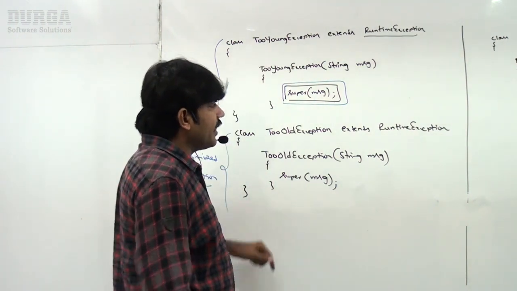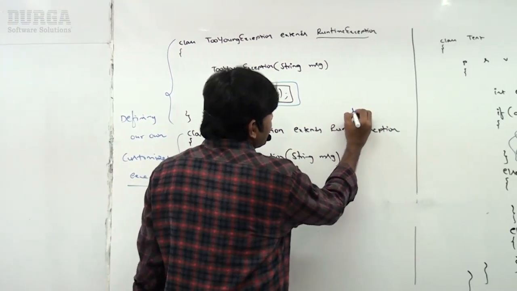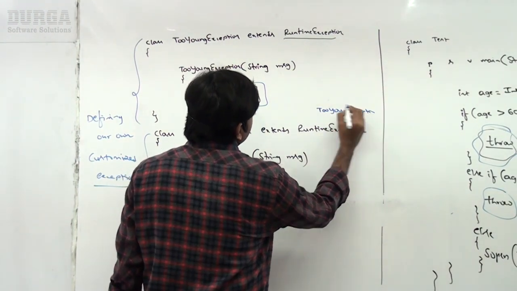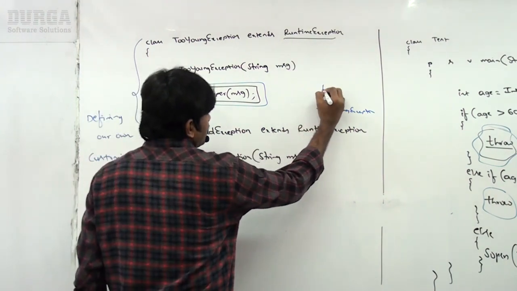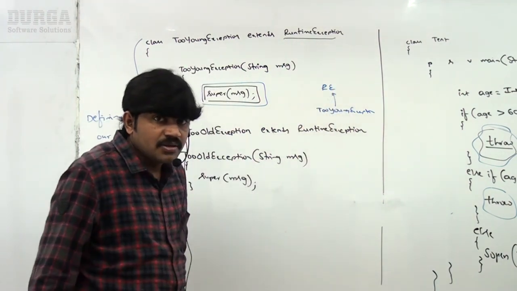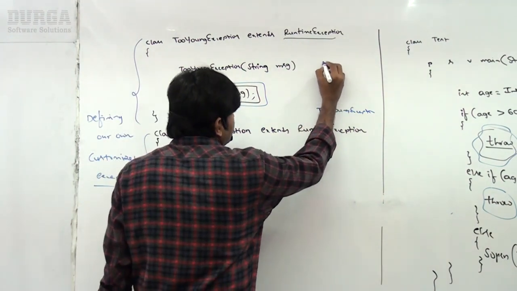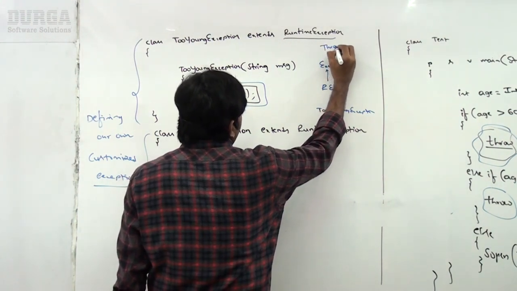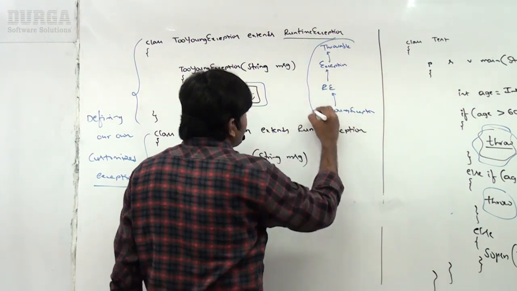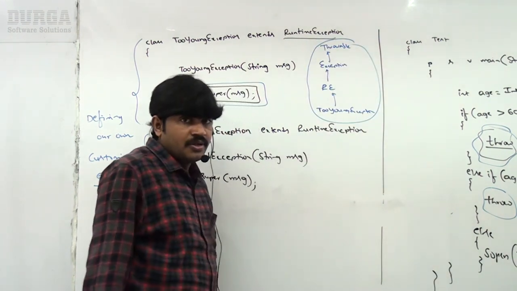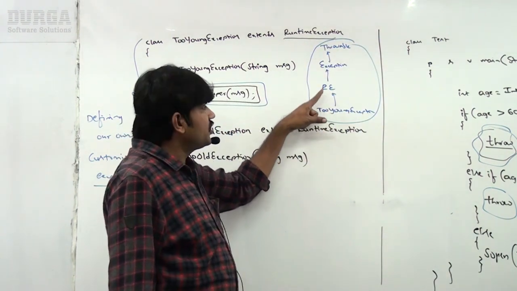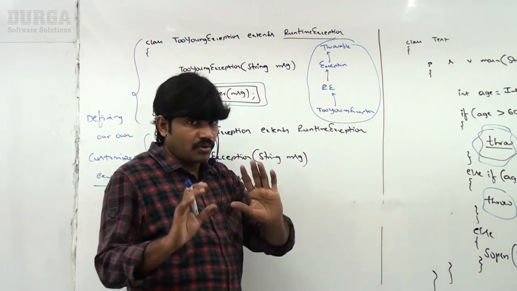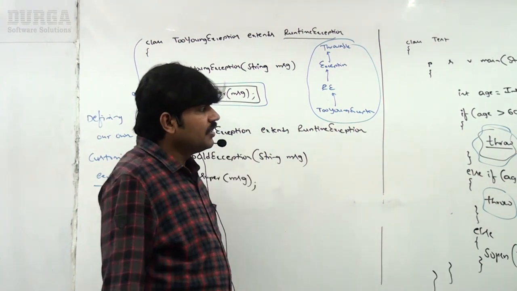For TooYoungException, who is the superclass? RuntimeException. For RuntimeException, which is the superclass? Exception. For Exception, which is the superclass? Throwable. Now observe this hierarchy, very important. TooYoungException is the child class of RuntimeException, which is the child class of Exception, which is the child class of Throwable.